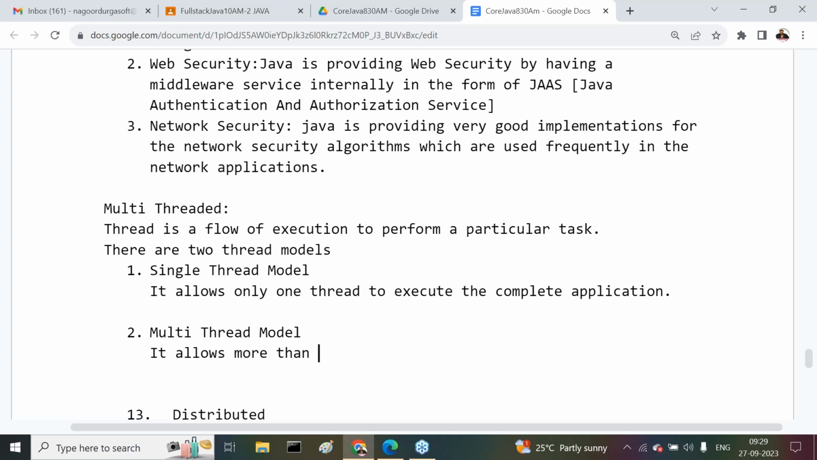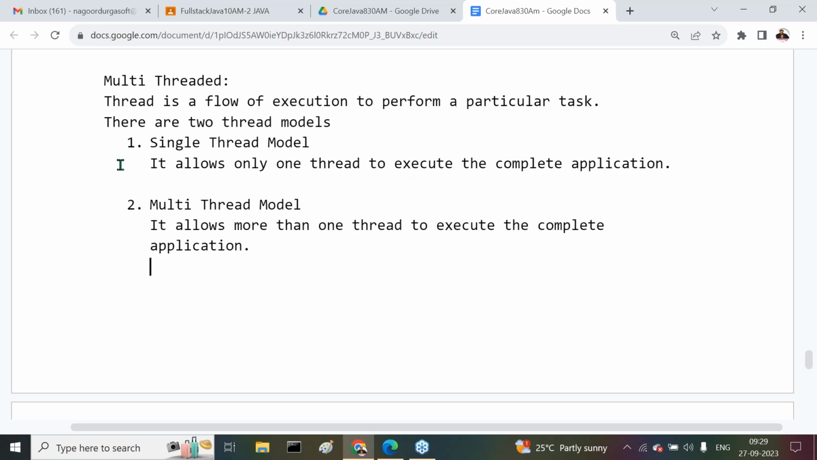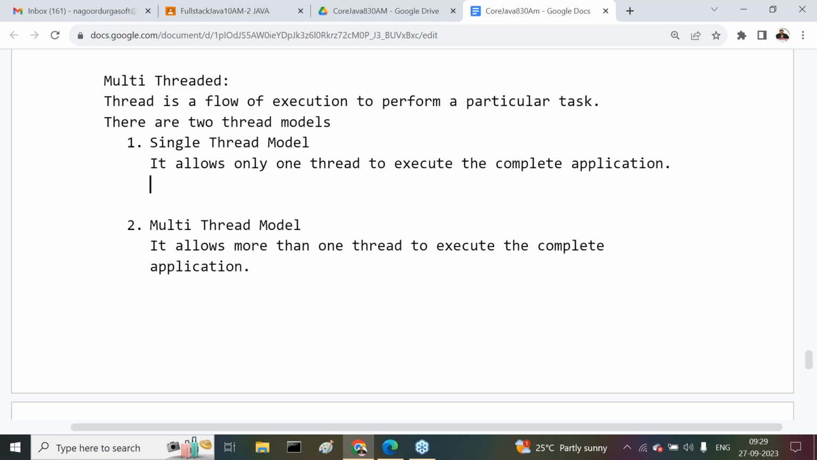It allows more than one thread to execute the complete application. Guys, now understand it clearly. It allows more than one thread to execute the complete application. Just remember one point I'm telling you.